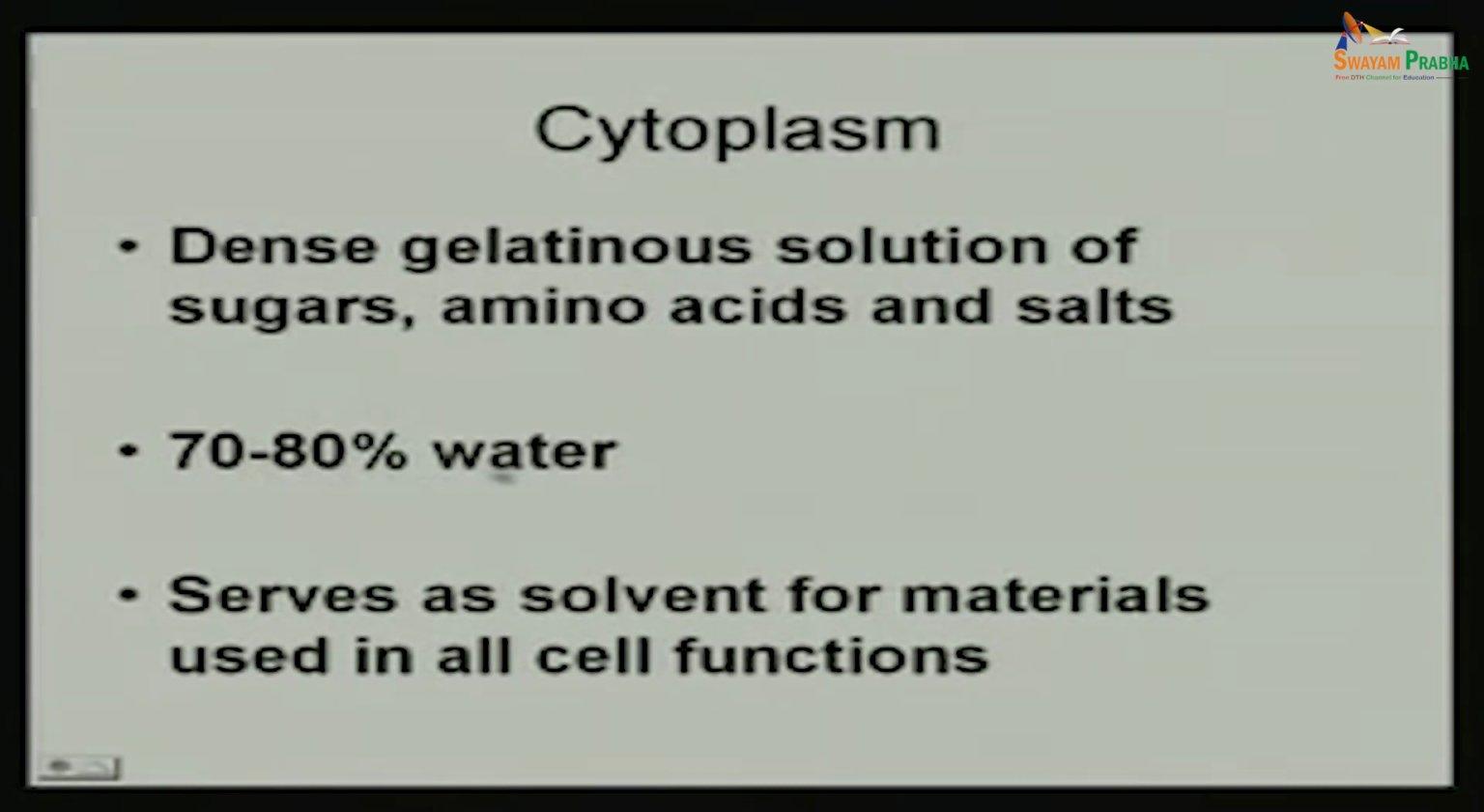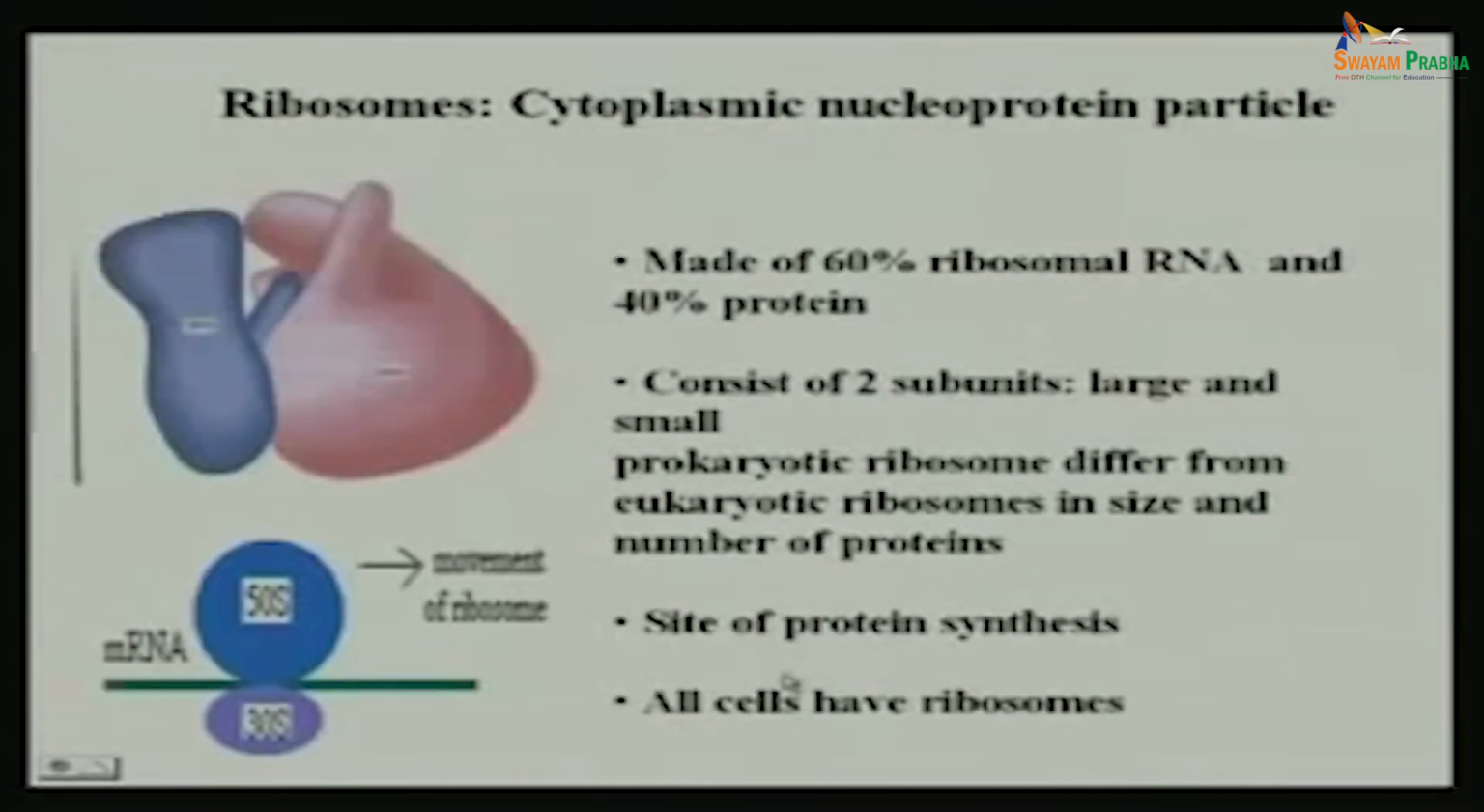Now, when we are coming to this internal cell pool, we are talking about the liquid or the fluid, and in most of the cells, 2/3 is liquid or fluid. That means here also we can find that 70 to 80% water is there in this bacterial cell. It is a dense gelatinous solution of sugar, amino acid and salt. It serves as the solvent for material used in all cell functions.